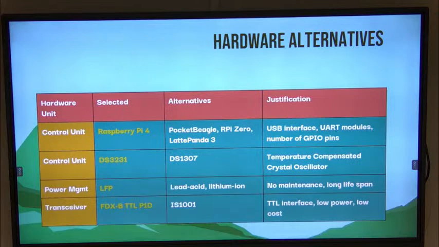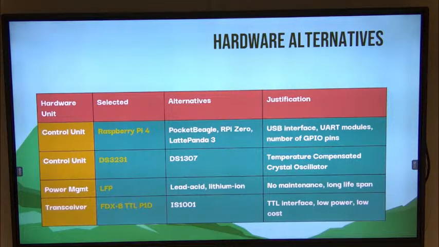As for our hardware alternatives, as I already mentioned, we are using a Raspberry Pi 4 as our control unit. It has the interfaces necessary for our system, including USB interface, the UART communication ports, and GPIO ports to control some of the integrated circuits that we're using.